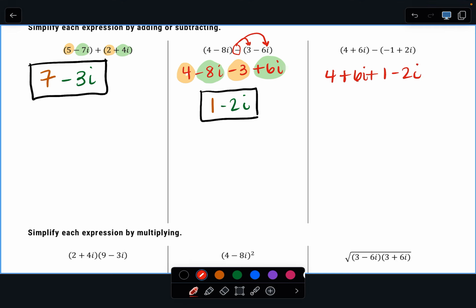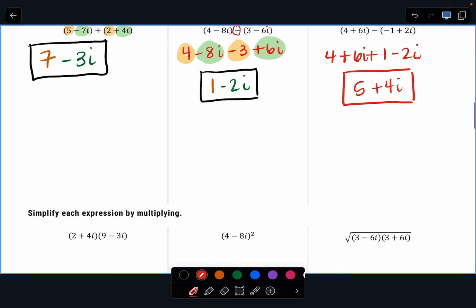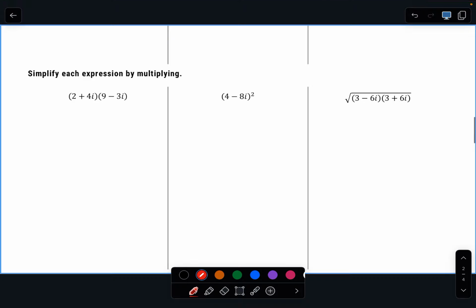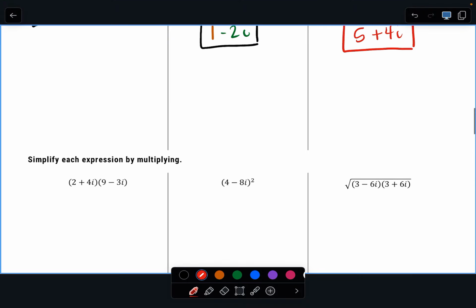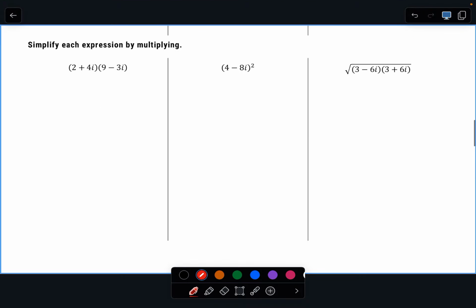We should be getting 5 plus 4i. Oh, because it's the negative in the middle. The negative has to distribute. Okay, let's do the last part. Wait, so the negative makes the signs flip on the second side? Correct. Okay.